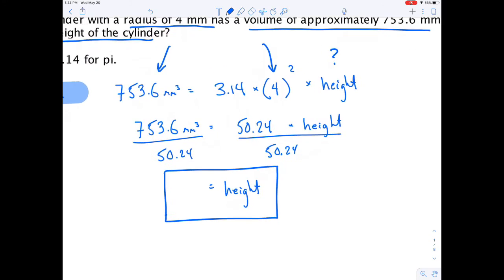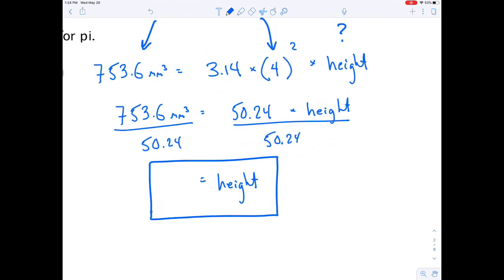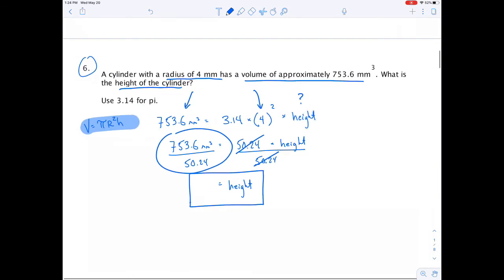For the purposes of this example, I simply wrote down the word instead of using the letter h, but it wouldn't really make any difference. You'll notice I went ahead and took the 4 squared here. So 4 squared is 16. 16 times 3.14 became 50.24. And because 50.24 was being multiplied by height, I divided both sides by 50.24. 50.24 cancels out. You're left with a division problem that you could do right now to get the height. And you're right, the height is 15, in this case, millimeters.